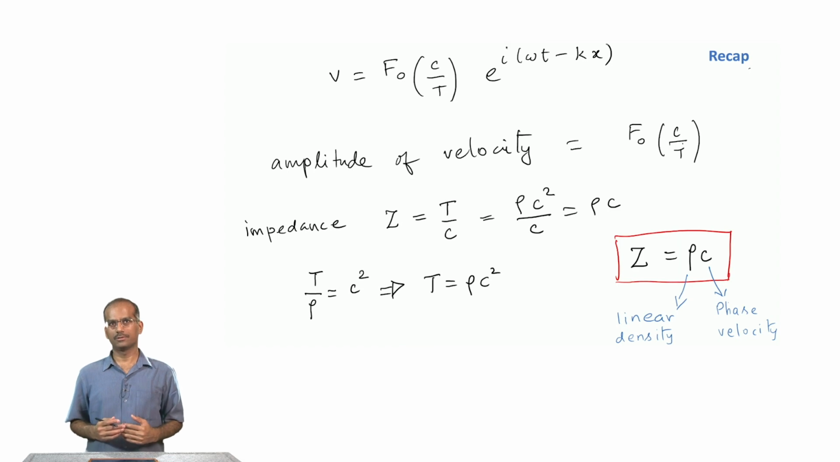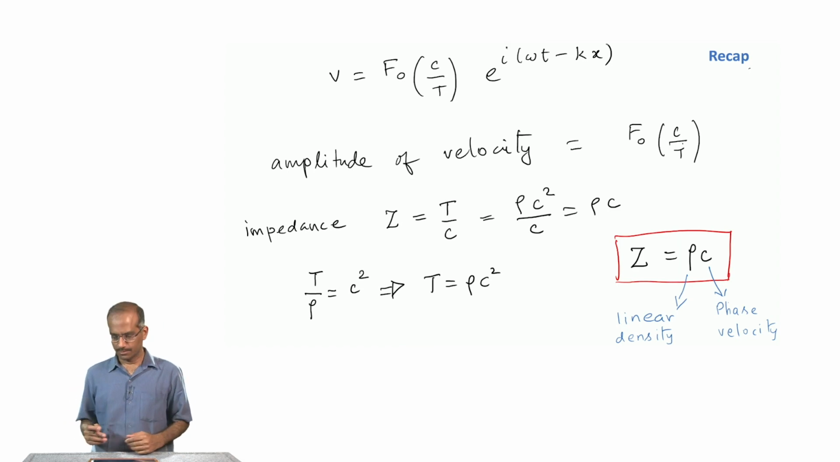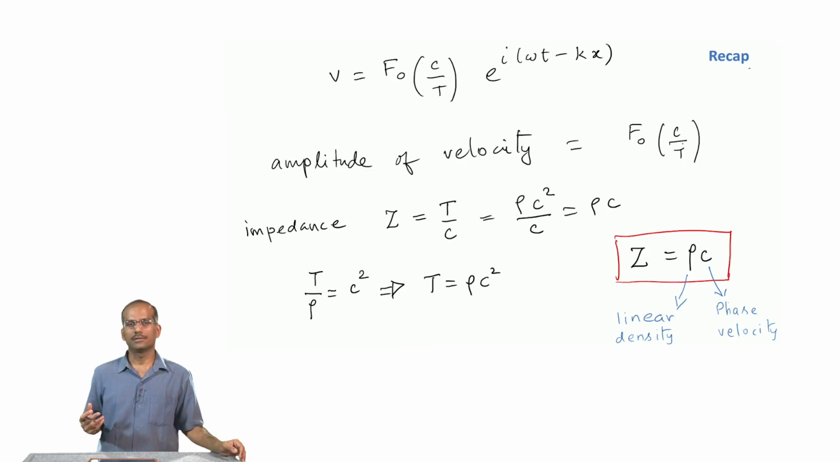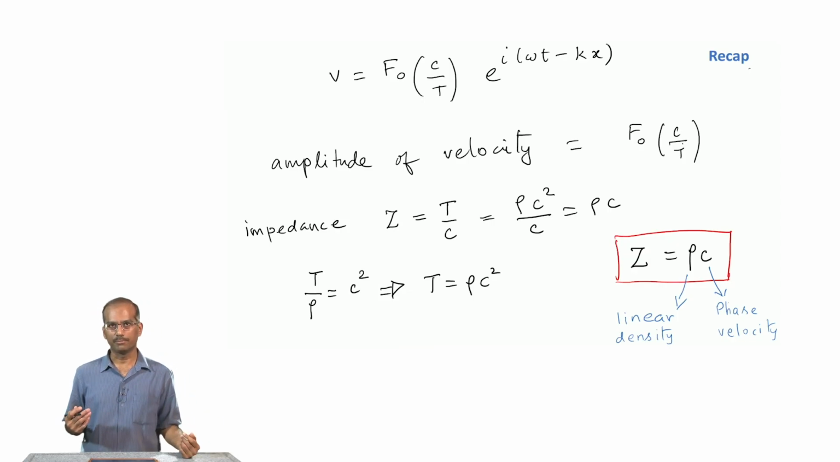When we use impedance to characterize a medium, what quantities are involved? One is the linear density and the other is the phase velocity. Together these two quantities characterize the medium. Physically, impedance is the resistance that a medium offers to the flow of waves.